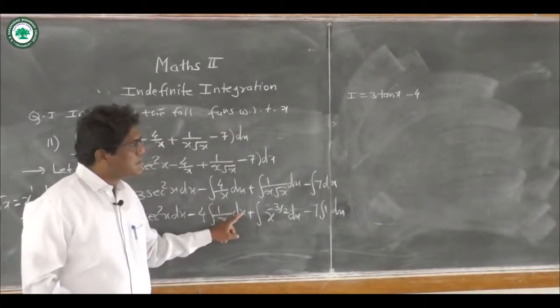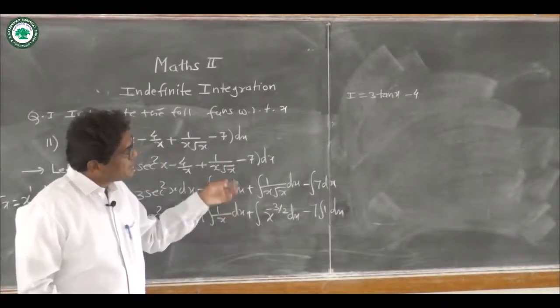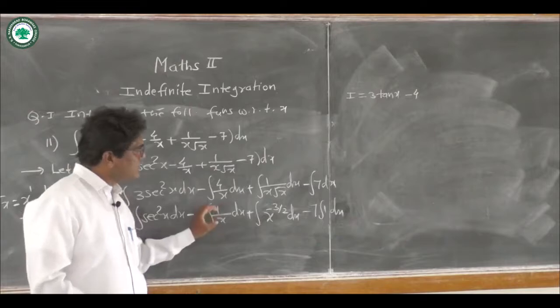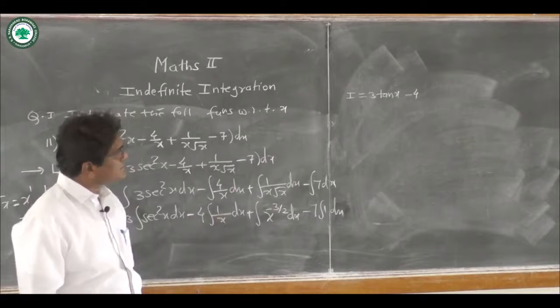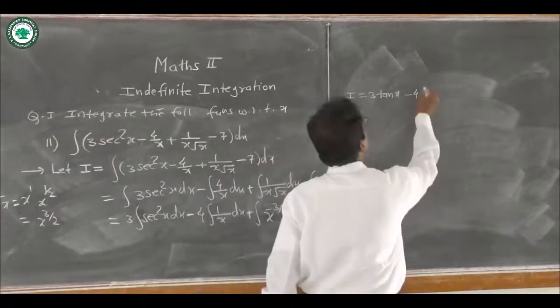1 upon x dx. We find the function whose derivative is 1 upon x, and that function is log x. So integration of 1 upon x dx is log x. So 4 log x.